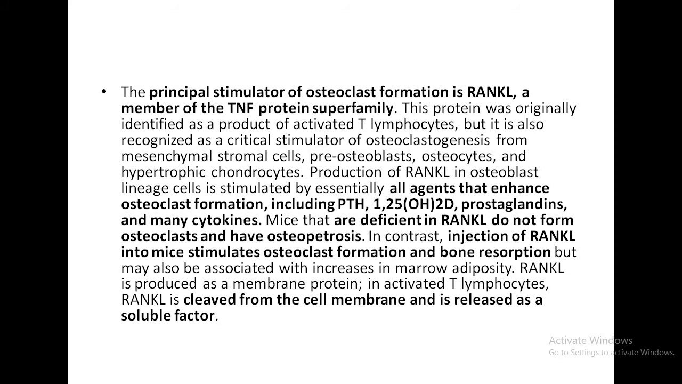So in osteoclast formation, the principal stimulator is RANKL. It's a member of the TNF protein family. It was originally identified as a product of activated T lymphocytes, but it's also a stimulator of mesenchymal stromal cells, osteoblasts, osteocytes and hypertrophic chondrocytes. So when osteoblasts produce more RANKL, they help in the formation of osteoclasts.